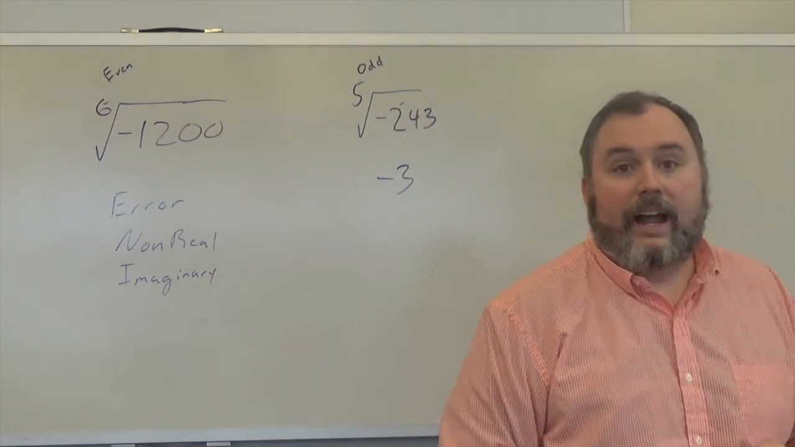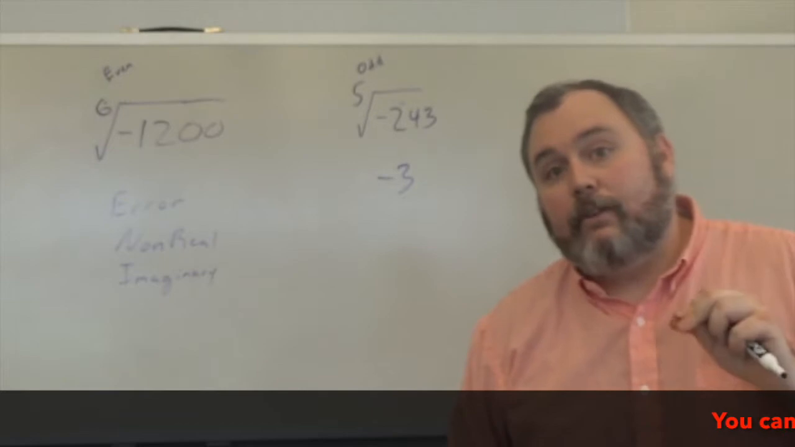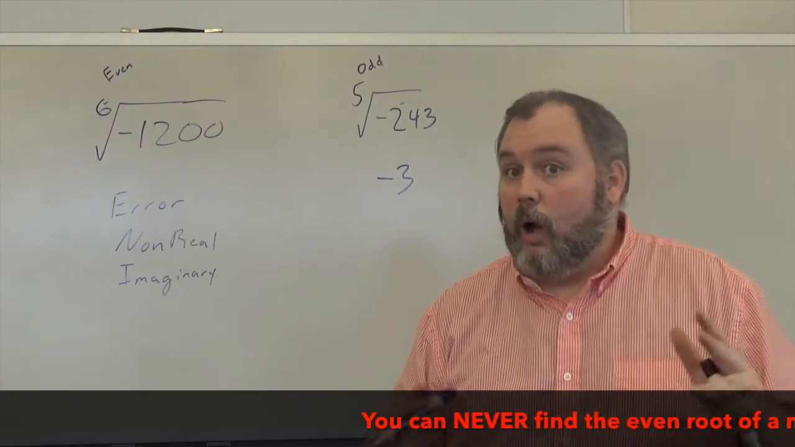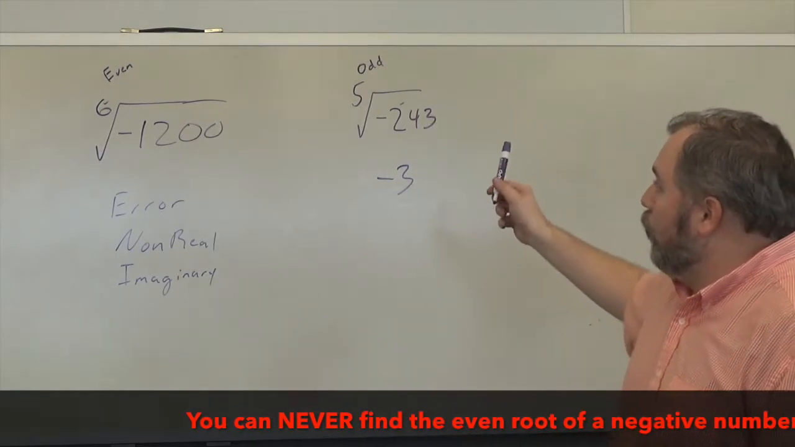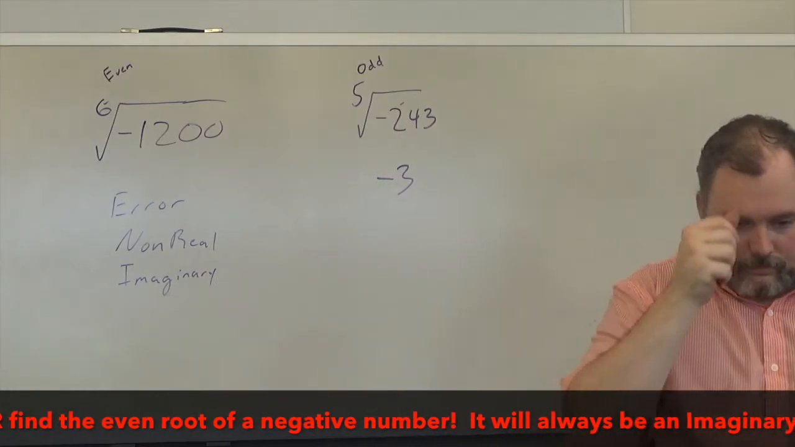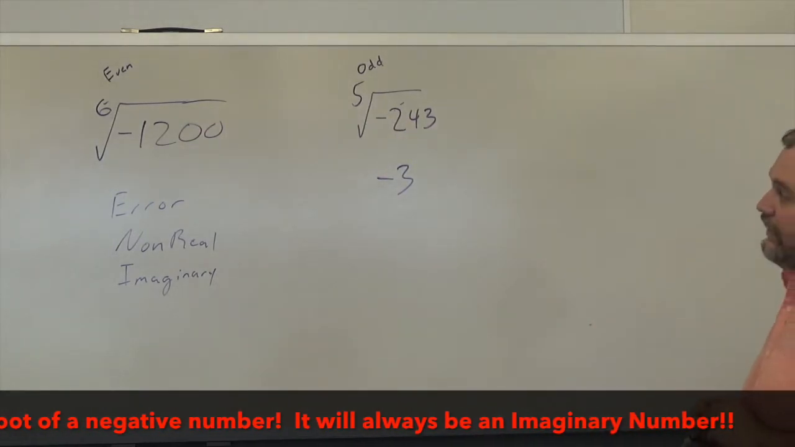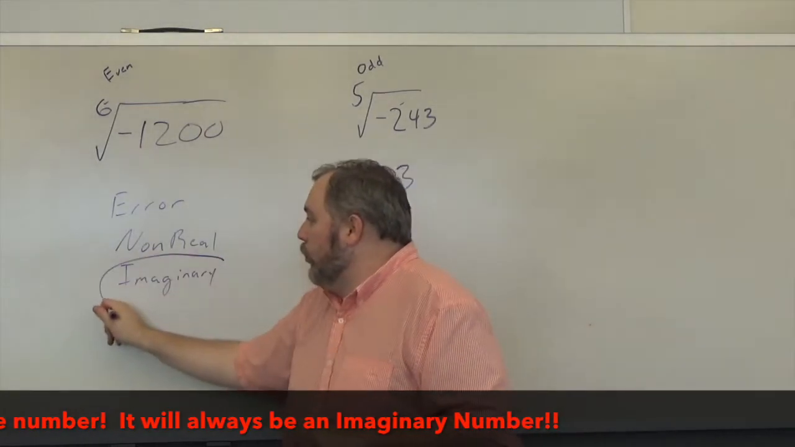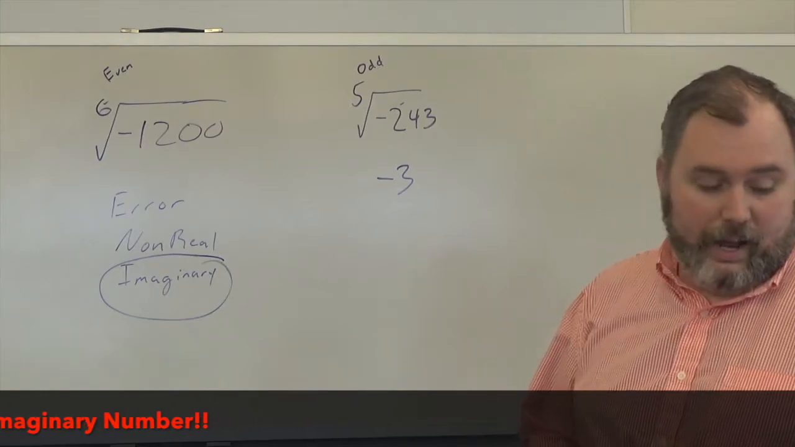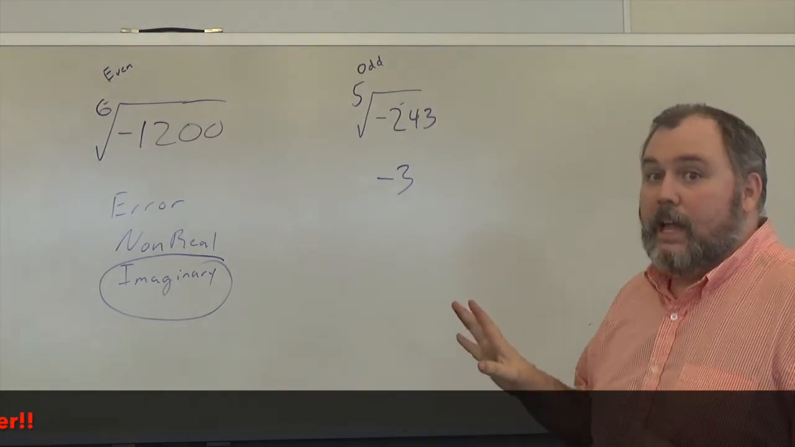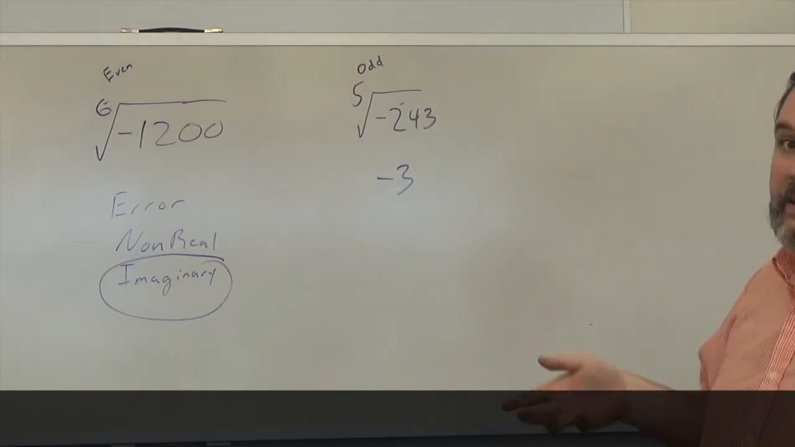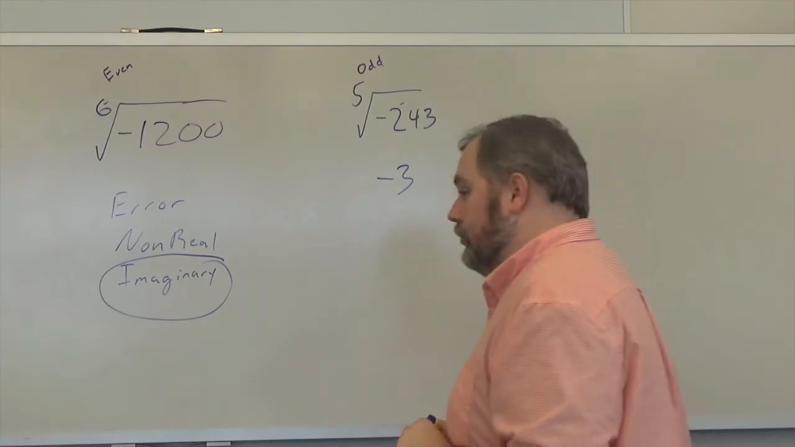So, the big takeaway I need you to understand: you can never, ever, ever find the even root of a negative number. It will always be imaginary. But you can always find the odd root of a negative number. Now, lastly, I will say this. We will be talking more about imaginary numbers later on in the semester, but not right now. So just be able to identify them. If you're finding the even root of a negative number, it will be imaginary.